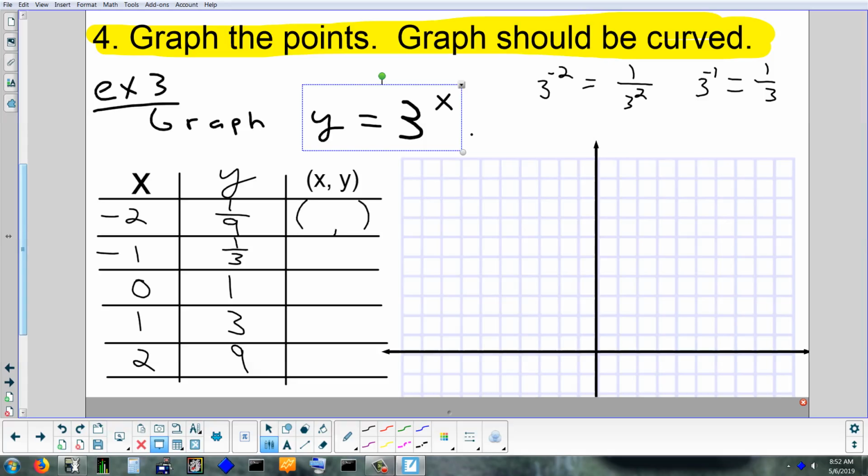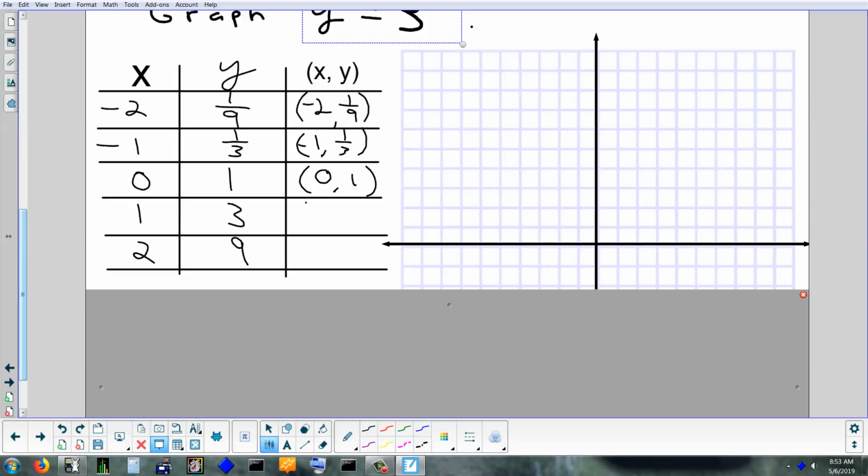What's my first coordinate? Negative 2, 1/9. That's it, just copy them down. Second coordinate: negative 1, 1/3. Third coordinate: 0, 1. Now we're getting into numbers that are a little easier to graph. Next coordinate: 1, 3. Last coordinate: 2, 9.